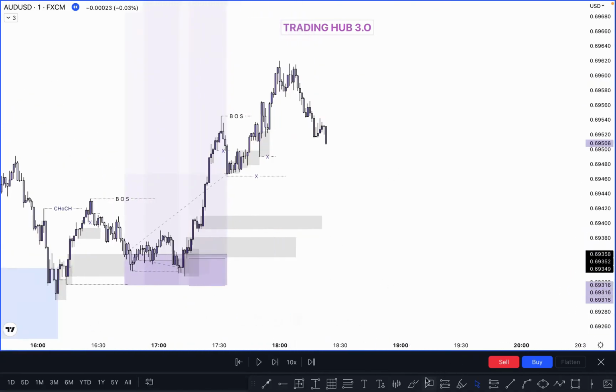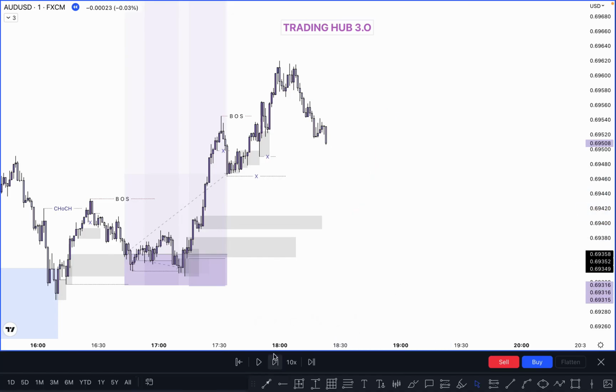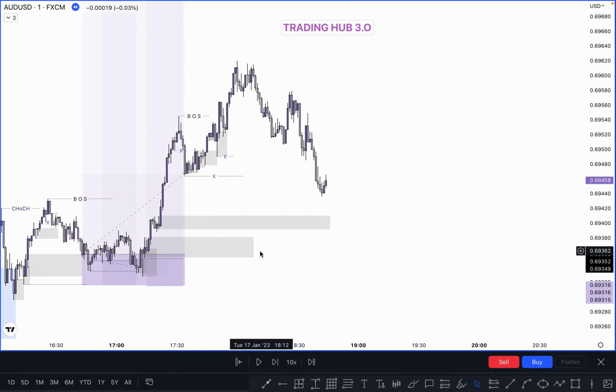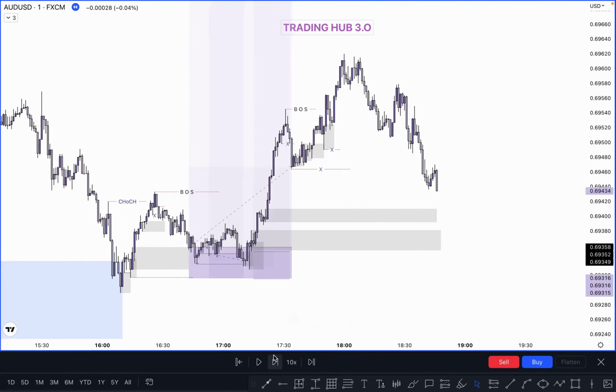And this CHoCH is still valid, and this inducement is still valid, because there is no inducement here, and this is not an inducement as I mentioned, because inducement is always on the left side, which one is here, right, like this. If price taps here, then definitely you can buy here, but you need additional confirmation before the buy. Okay, so let's see what happened next here. All right, this one is our first PY and this one is our next PY, right? Let's see what happened next here.